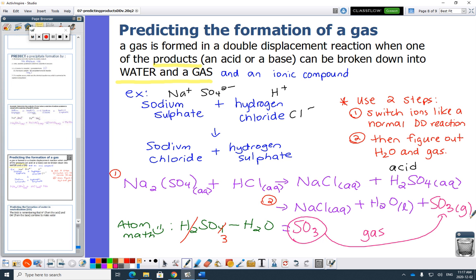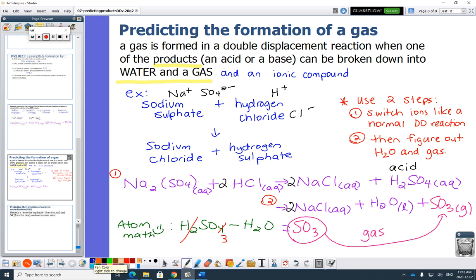You could do the same thing if it was a base. So say it was sodium hydroxide. When you have a base, sometimes the balancing has to be taken care of, which we actually didn't do. That's terrible. So this is definitely tricky.